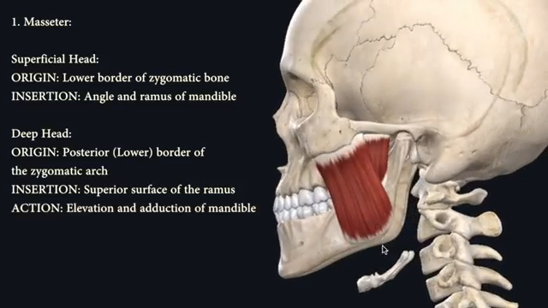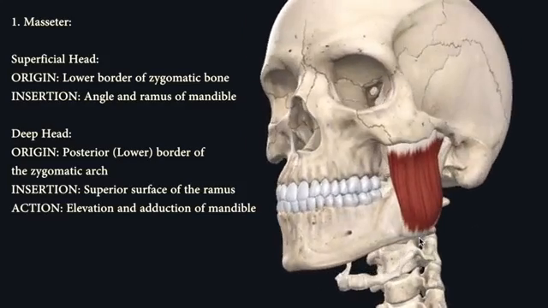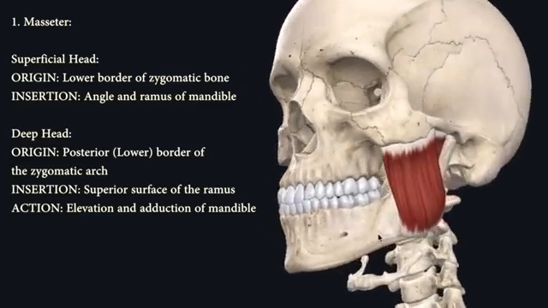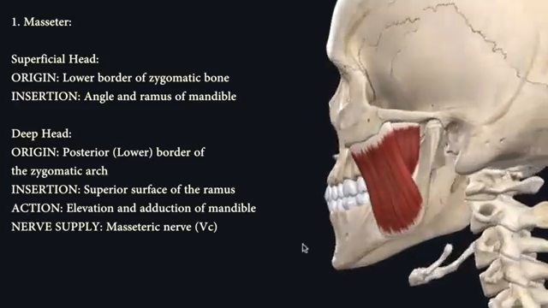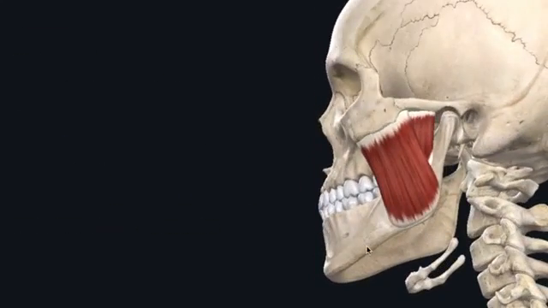Action of this muscle is elevation of the mandible and adduction of the mandible upon movement away from the midline and bringing it back into the midline. And the nerve supply to the muscle comes from the masseteric nerve, which is a division of the mandibular nerve, coming from the anterior trunk.